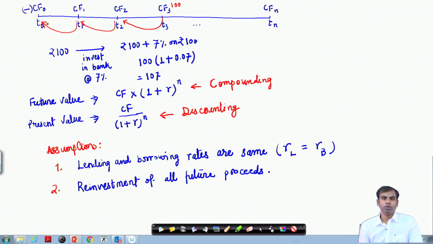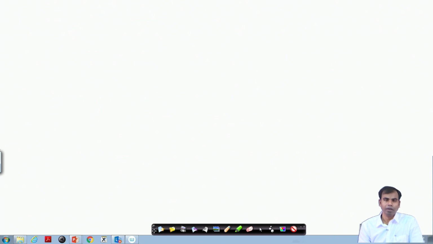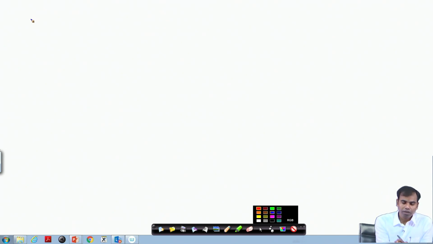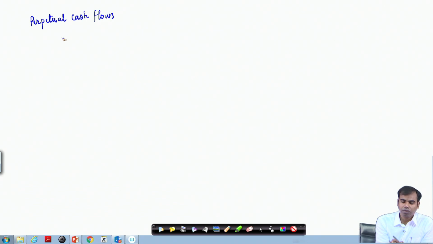Now, let us move on to understand the methods that we are going to use for different financial decisions. To start with, we had discussed earlier that cash flows could be perpetual cash flows, which basically means the cash flows are going to be incurred in future for a perpetual time period. And then you have annuity cash flows or annual cash flows.